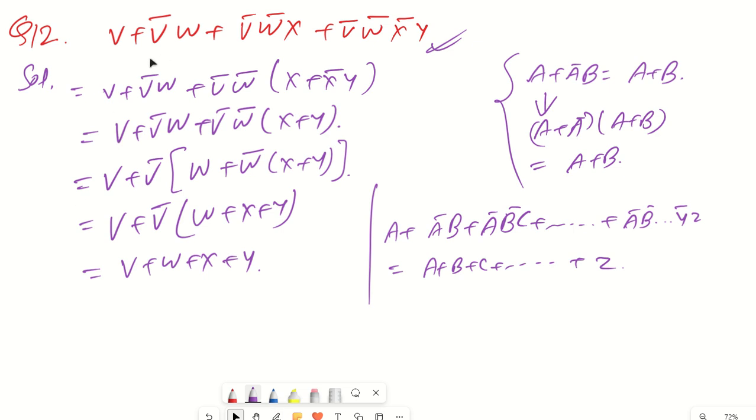Okay, so using this method I can directly write it down: V + V̄W + V̄W̄X + V̄W̄X̄Y is equal to V + W + X + Y. Got it? So this is how we can quickly write it down. Okay.